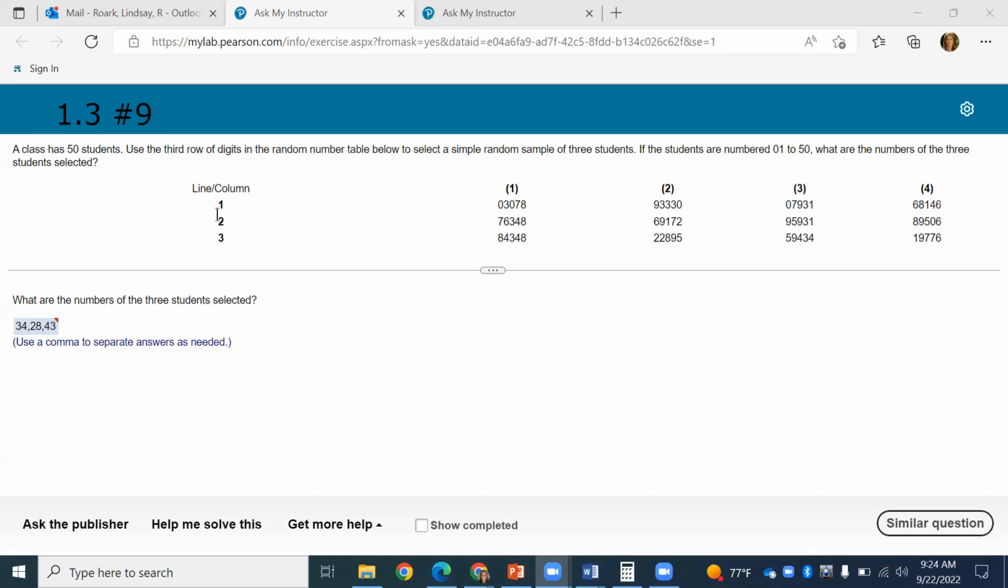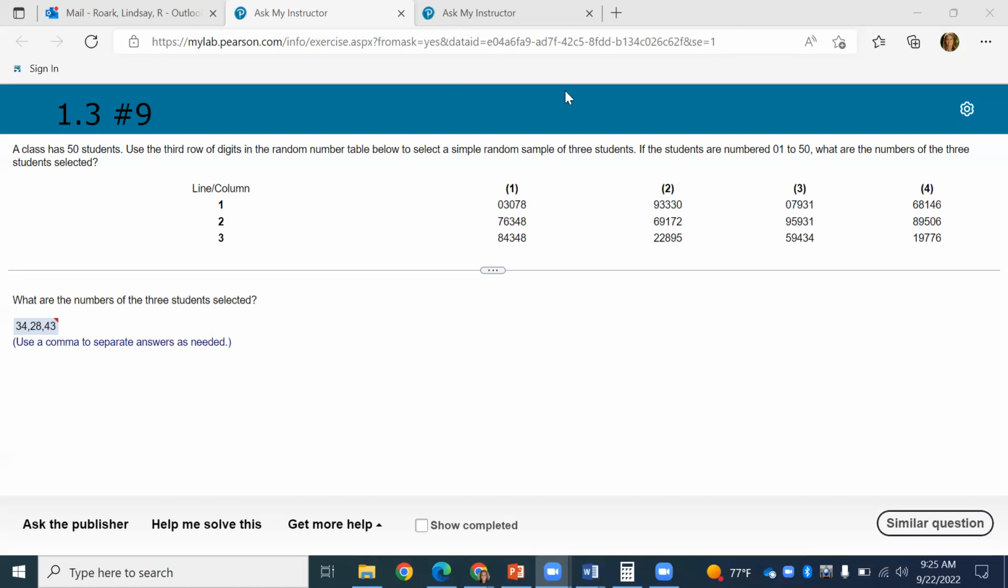So this question says, a class has 50 students. It says use the third row of digits in the random number table below to select a simple random sample of 3 students. If the students are numbered 1 to 50, what are the numbers of the 3 students selected? So again, it can be very challenging. It has line/column at the top of the table. And then moving to the right, the columns are labeled 1, 2, 3, and 4. And then the rows are labeled 1, 2, and 3.